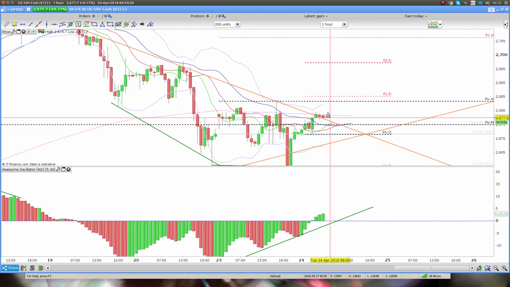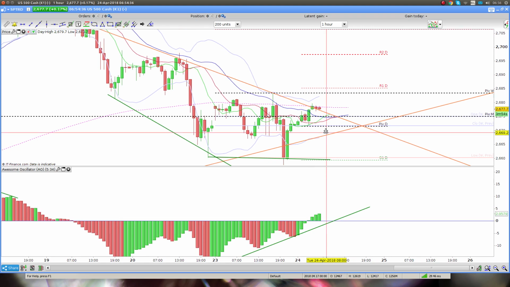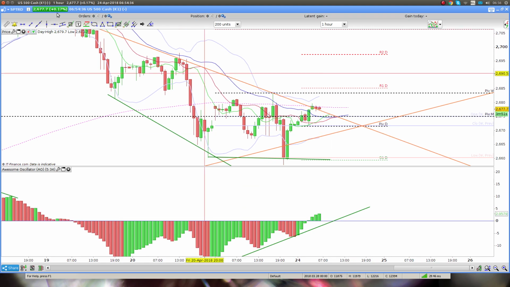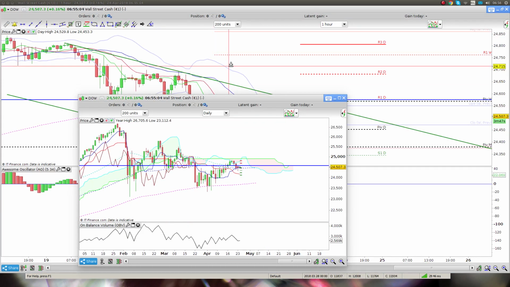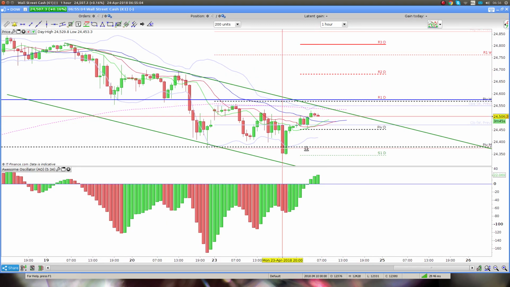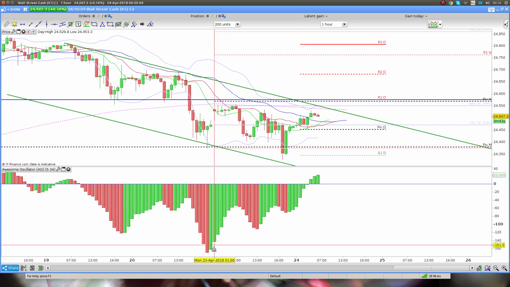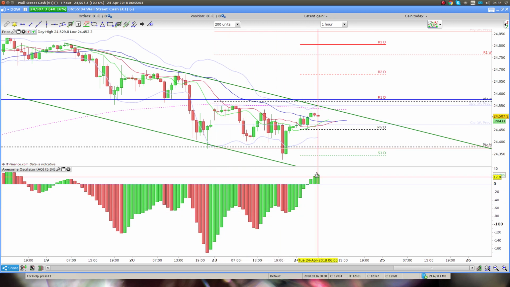So by the looks of things right now, I'll be going long on the S&P today, and I have a feeling that we will have something similar. Yeah, so Wall Street is pretty much similar. Let's see. It's a very similar setup.